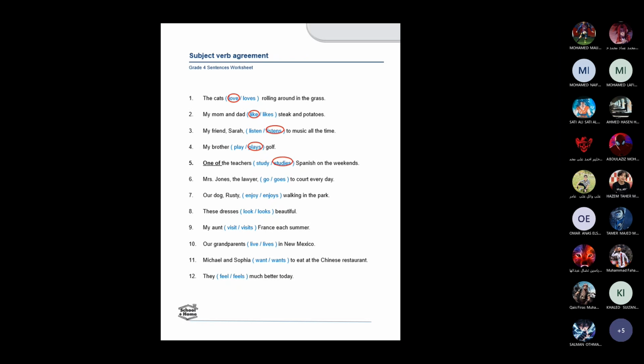Yes, mister. Number six, Hazim. Mr. Jones, the lawyer, starts every day. Goes. Why? Because he's talking about Mr. Jones, and Mr. Jones is singular. Very good. So the subject here is Mr. Jones, and it is singular. Don't say that Jones here ends in S. No, this is just a name, and it's spelled like that. Okay? So Mr. Jones, the lawyer, he explained after the subject that it's a job or a position. To know it's singular, so it will be goes. Okay. Very good, Hazim.